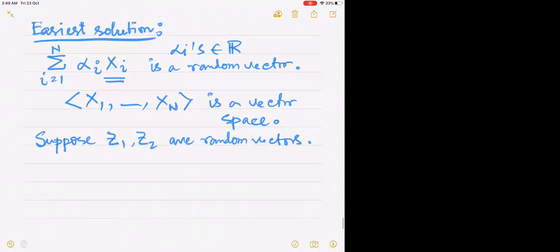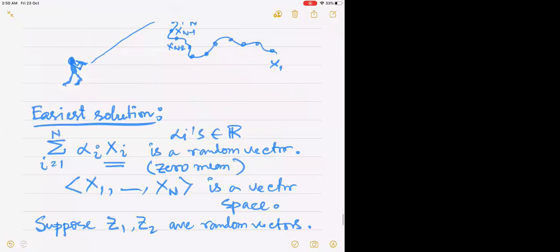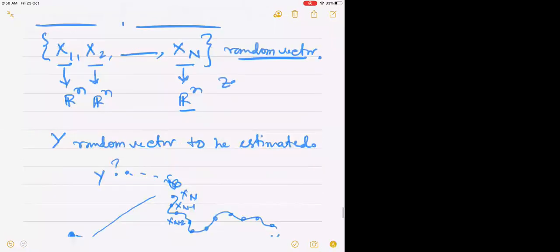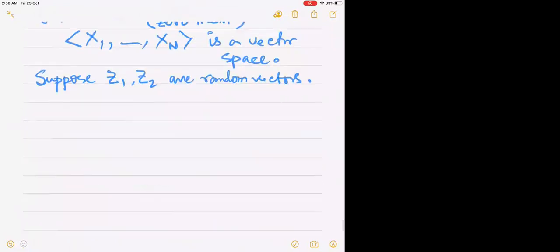Yeah. Also, there is one more assumption that has to be made: the random vectors are of zero mean. All of them are zero mean. Then this linear combination also is zero mean. So these are all zero mean, so their linear combination also is zero mean. Zero mean is important for us, otherwise I cannot make it into an inner product space.